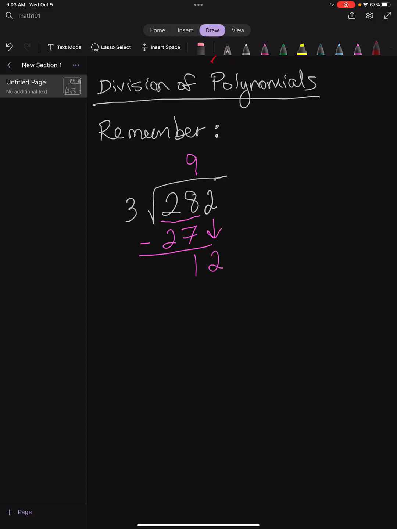I learned this a long time ago, but you should remember how to do this. 3 goes into 12 4 times. 3 times 4 would be 12. Oh, and I picked a number that does go in evenly, and you get 0. In this case, 0 is the remainder.